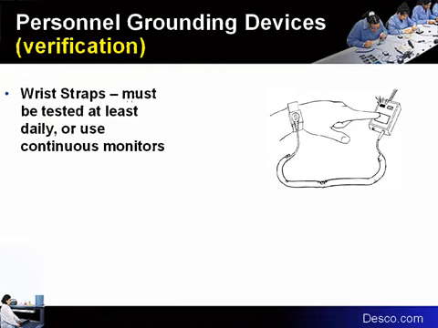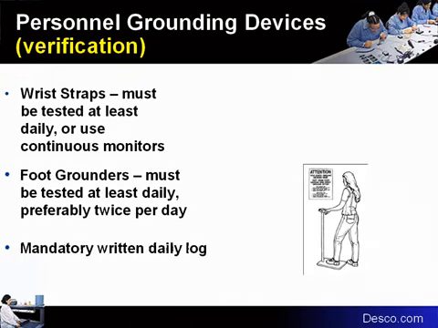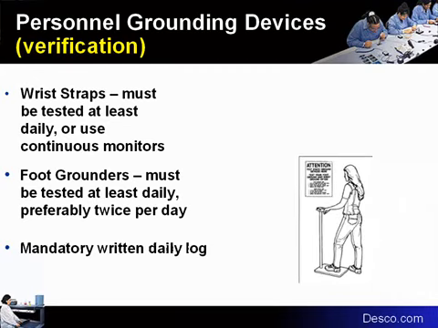Personal verification is required of these devices in order to make sure they're functioning properly. So the wrist strap must be tested by a testing system at least daily, unless continuous monitors are used. A continuous monitor is a device that would be right at the workstation. It's wired to ground, and it monitors the work table mat as well as the wrist strap being worn properly and functioning properly. Foot grounders must also be tested at least daily, preferably twice.